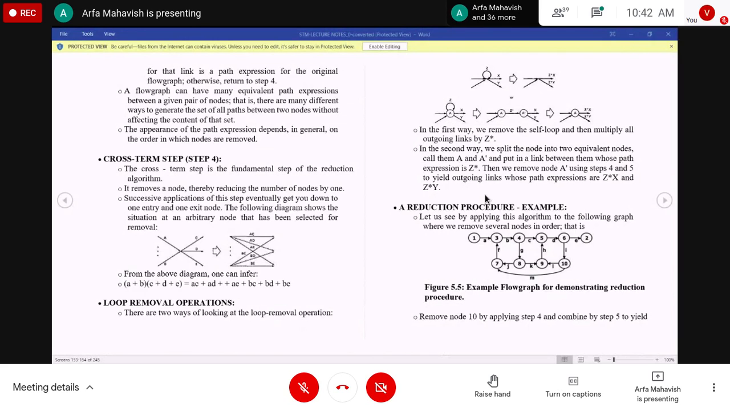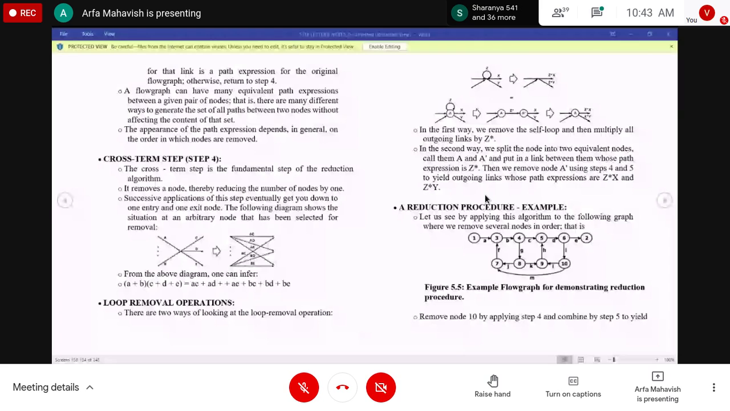This one is calling one more node, that is A dash, and we are putting a link between them. We give the path expression as x star. Then we remove the A dash using the fourth and fifth steps. By using the fourth and fifth steps we remove that alias, and for node A, the outgoing links x to y and x to z get path expressions x into x star y and x star z. This is the example of the procedure.